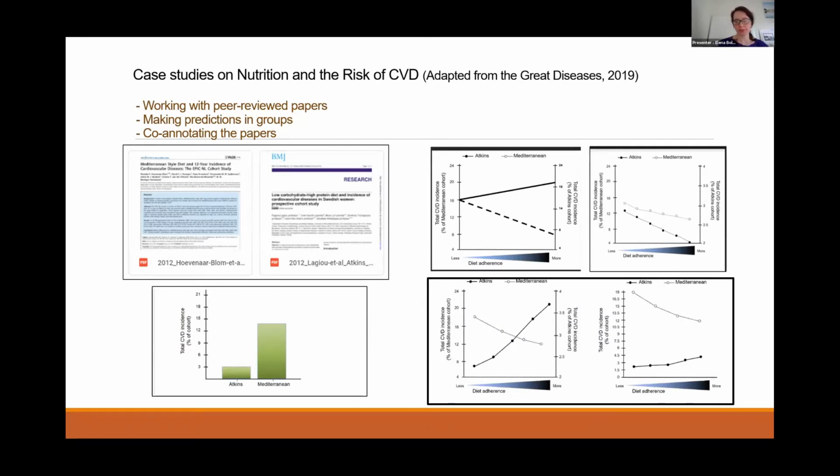And here just some of the examples of the students' work. They worked in groups, making predictions about the paper, or annotating the paper, or looking for the claims that the authors make in this paper, and the evidence and reasoning made by the authors.